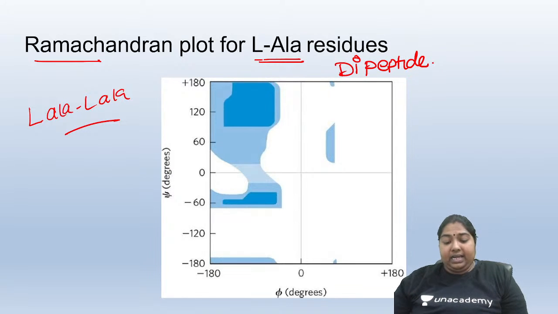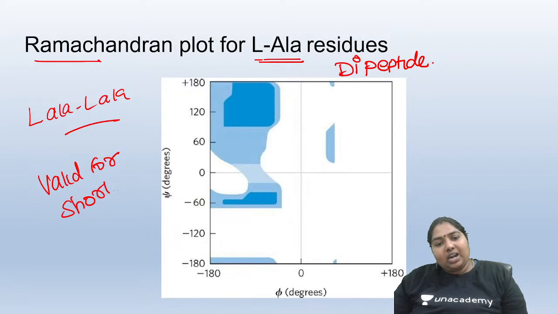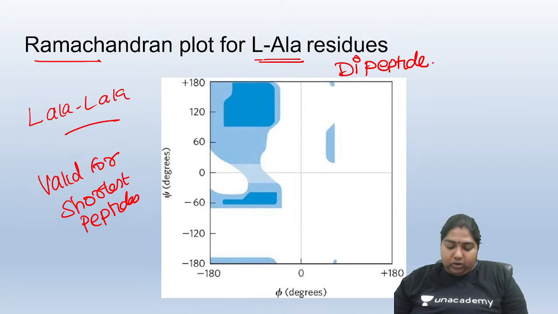Remember that this Ramachandran plot is valid even for the shortest peptides. Even though your peptides are going to be very, very short, even then it is going to be valid. Understood the logic now? Everybody in the class, is it clear? Even for the short and the shortest peptide, it is going to work. Okay, right.